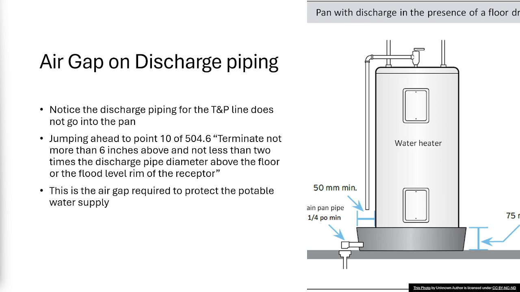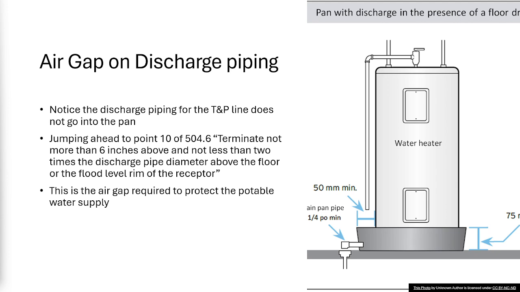So we're going to jump ahead to bullet point 10 of 504.6. We've discussed 1, 2, and 3, but we're talking about air gaps in 2 and 3, so we're going to jump ahead to point 10 because it's related. Point 10 says that it should terminate not more than 6 inches above and not less than 2 times the discharge pipe diameter above the floor or the flood level rim of the receptor.